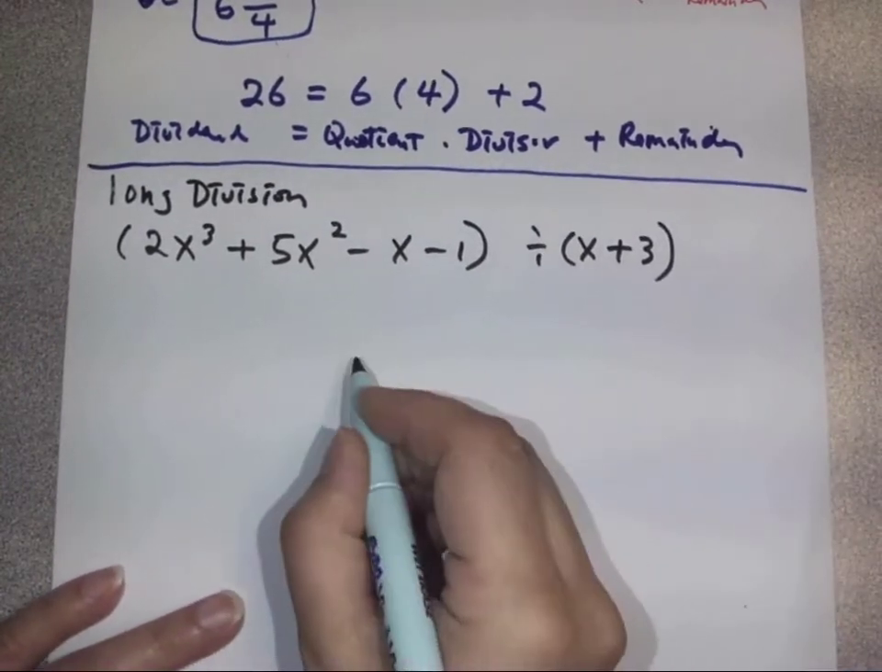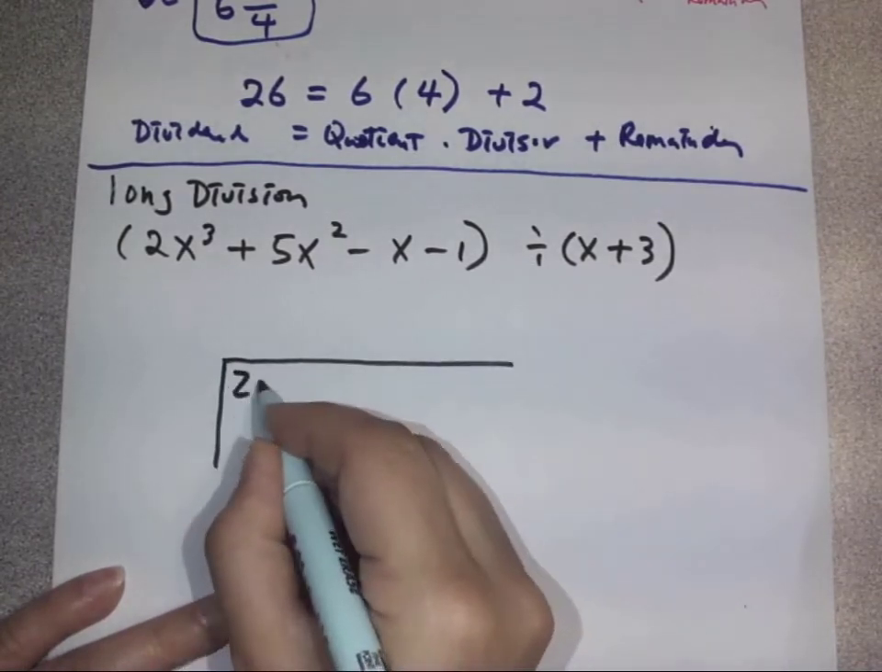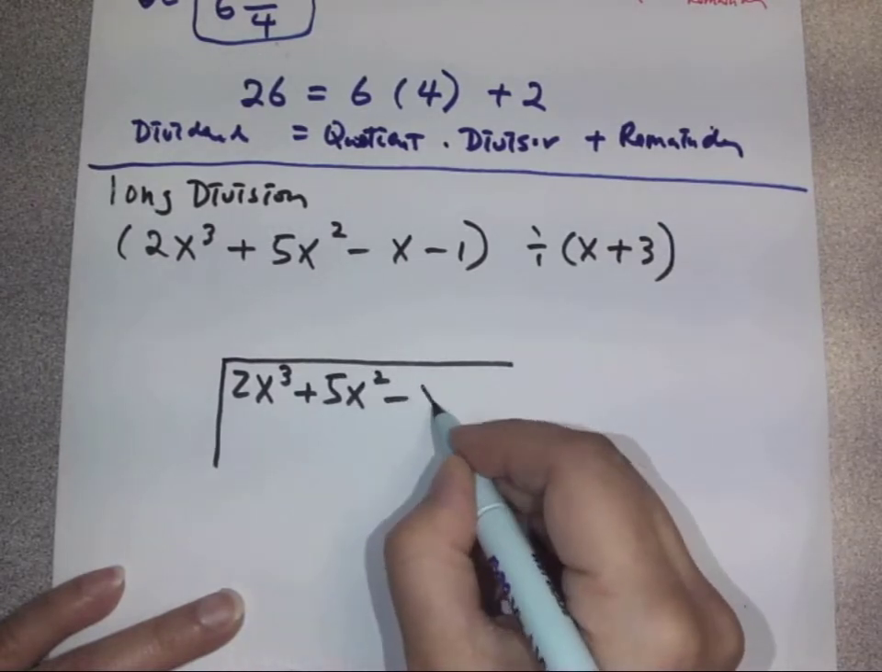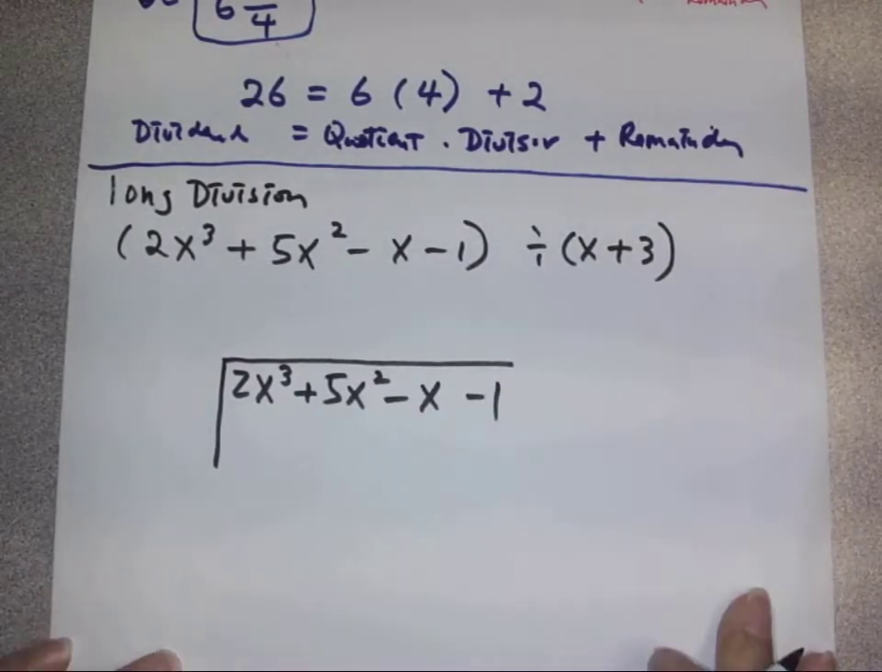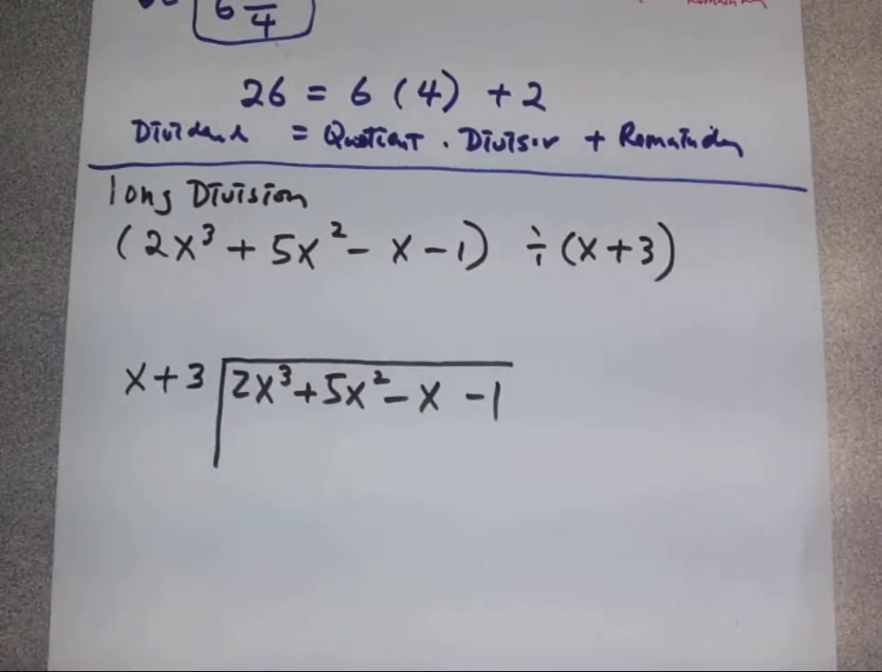So again, your dividend should go inside the house, right? They need to be in order: x cubed, x squared, x, and the number. And then outside we have x plus 3, right? So we're going to apply the same concept we just did.